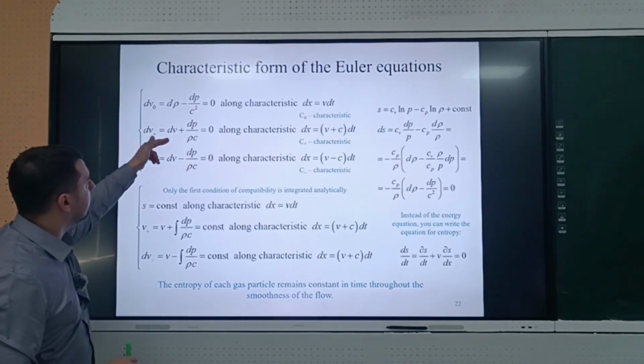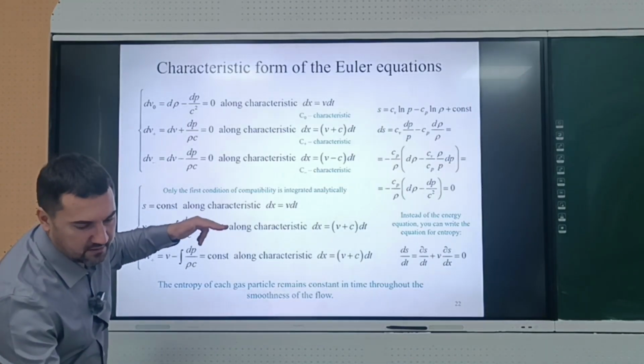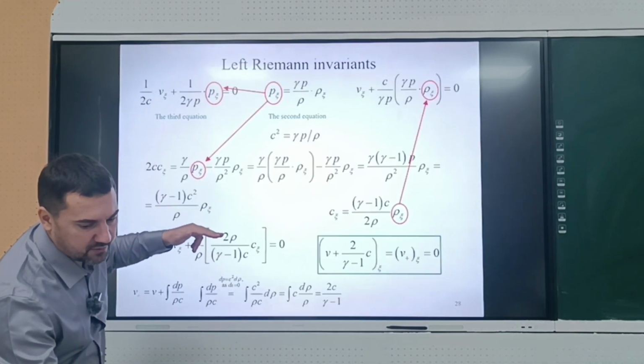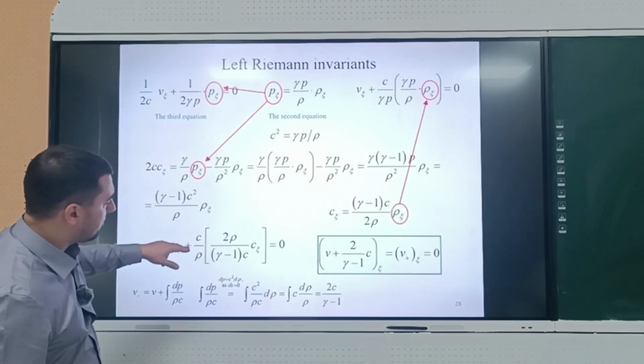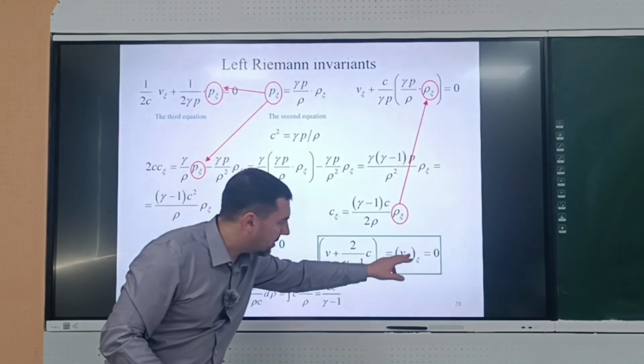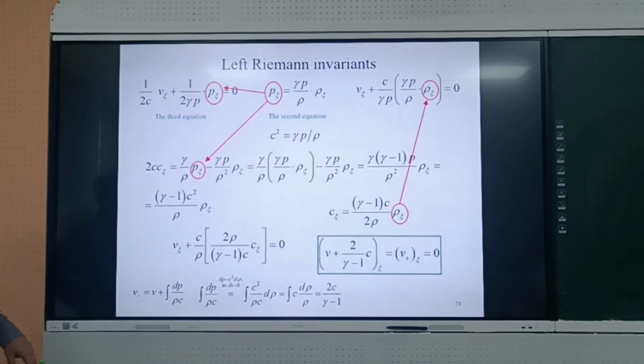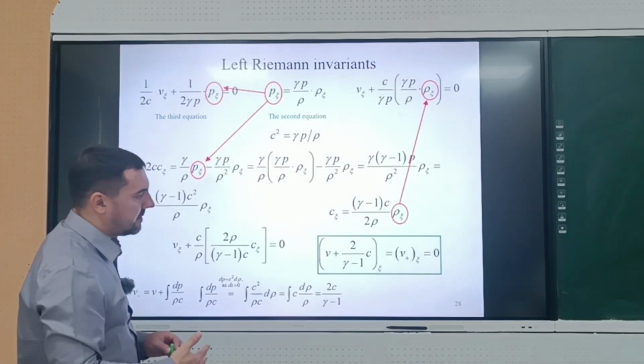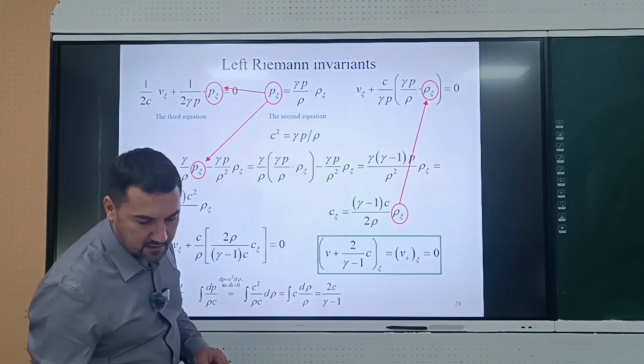So this is the V plus Riemann invariant. And it's possible to show that the third equation corresponds to V plus over psi equals 0. Let's combine all the results together.